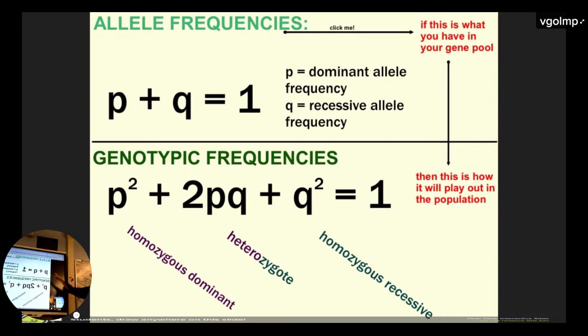If P is 0.3, you agree with that? Then what are the odds I'm going to pull out a P with this hand, 0.3, right? What are the odds that I'm going to pull out another P? 0.3. What is 0.3 times 0.3? 0.09. Use your calculators.